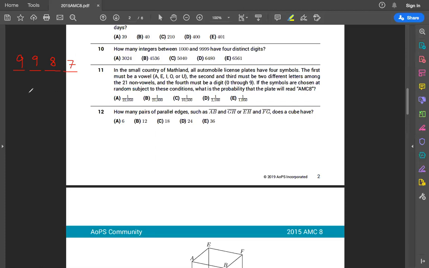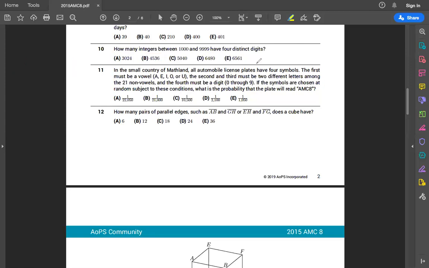So all we have to do now is multiply 9 times 9 times 8 times 7. And that gets 4,536. I'll let you do the multiplication. Any questions? Pretty straightforward problem, I think. All right.